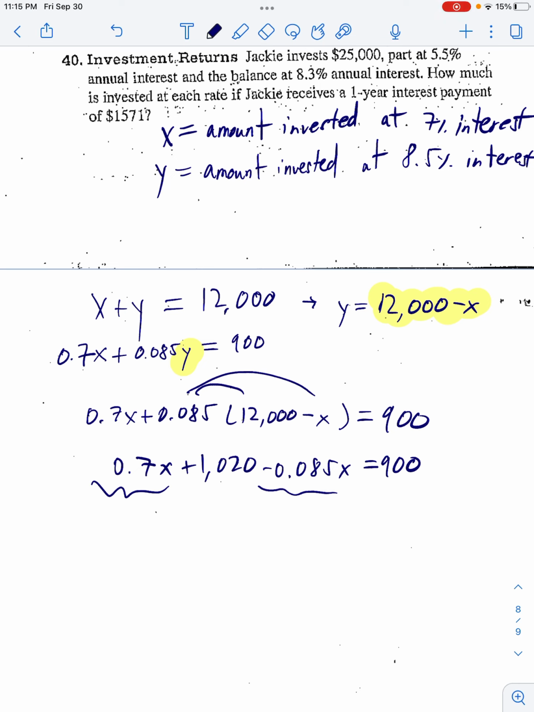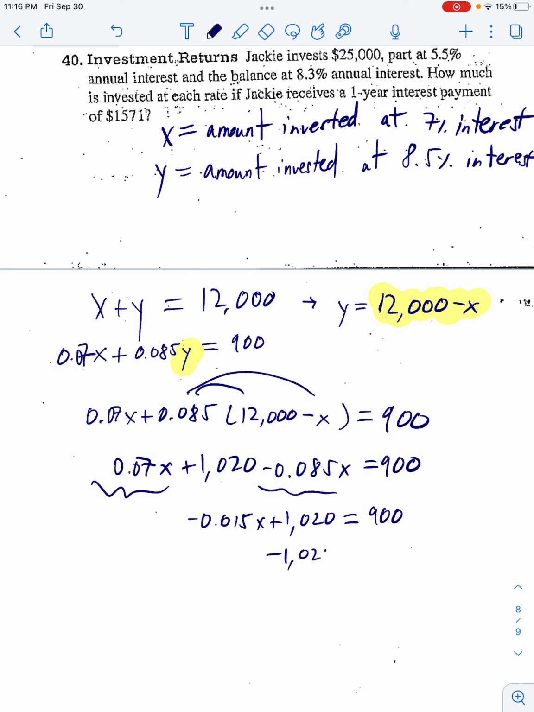I just made a mistake. The mistake I made is this 0.7 should be 0.07. He did not get 70% interest, he got 7% interest. So that takes care of that mistake. So 0.07 plus negative 0.085 is negative 0.015x plus 1,020 equals 900.